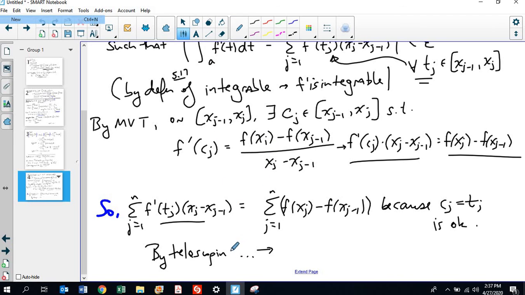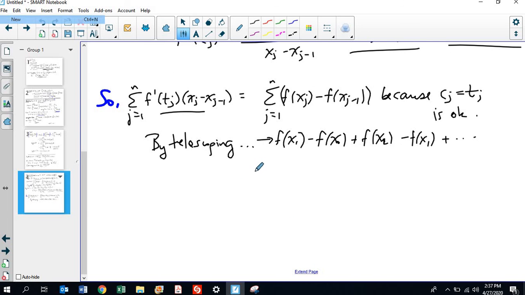This sum is just f of x1 minus f of x0 plus f of x2 minus f of x1 plus f of x3 minus f of x2, and so on. By telescoping you just end up with f of xn minus f of x0, everybody else cancels out. But what is xn? It's b. And what's x0? It's a.